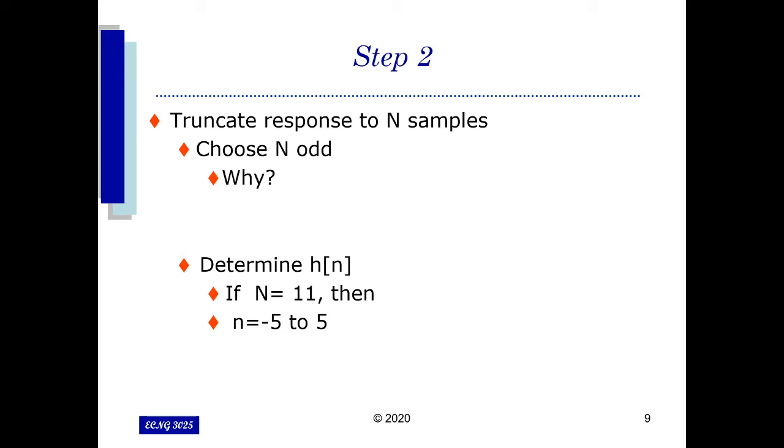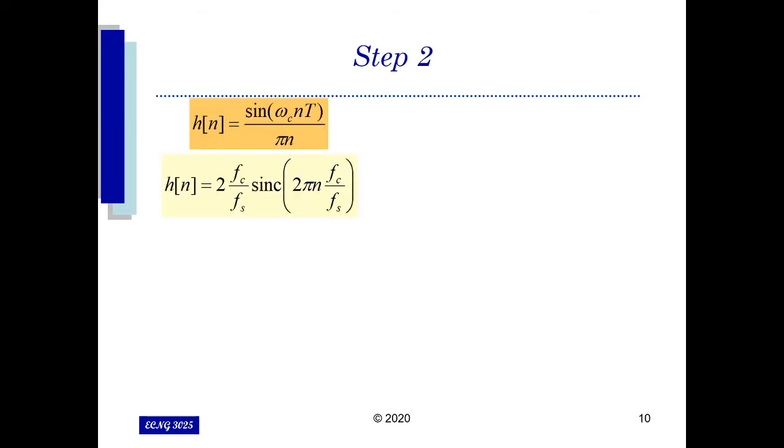In determining h[n], we had the ideal low-pass frequency filter response, seen in the last two slides, given by h[n] is equal to 2 multiplied by fc divided by fs, sinc of 2 pi n fc on fs.